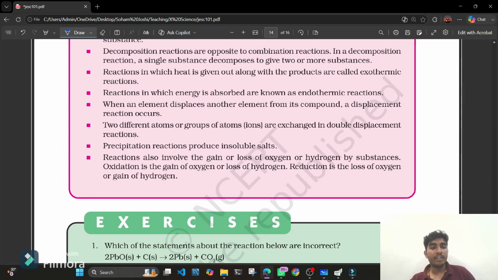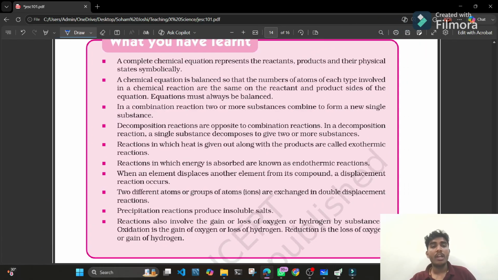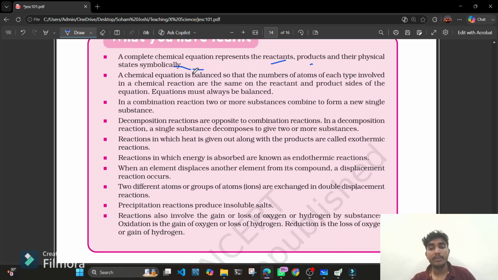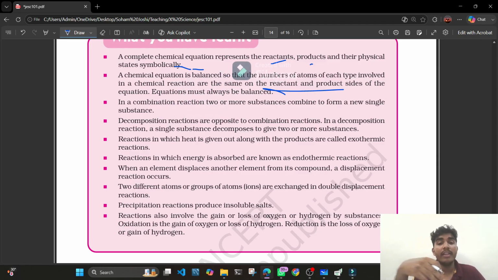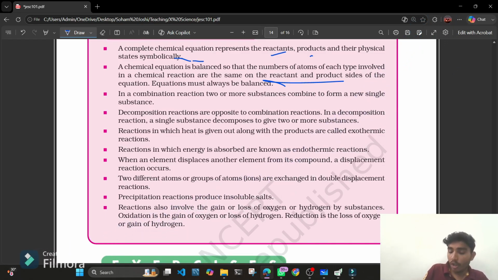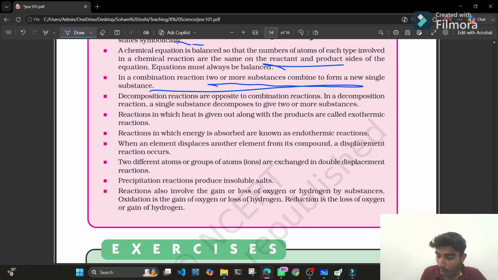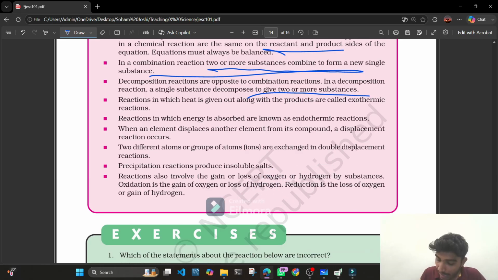So far in this chapter, we have discussed all the concepts. We'll just quickly summarize it: what are chemical reactions, how do you represent them, what are reactants, what are products, what are their physical properties. Then we saw how to balance the chemical equation, how to check whether a chemical reaction equation is balanced or not, is it unbalanced, and if it is unbalanced, how to balance it. Then we saw the types of reaction. First was combination reaction, when two or more substances combine to form a single substance. Then we had decomposition reaction, that is one reactant decomposes into two or more substances or two or more products.